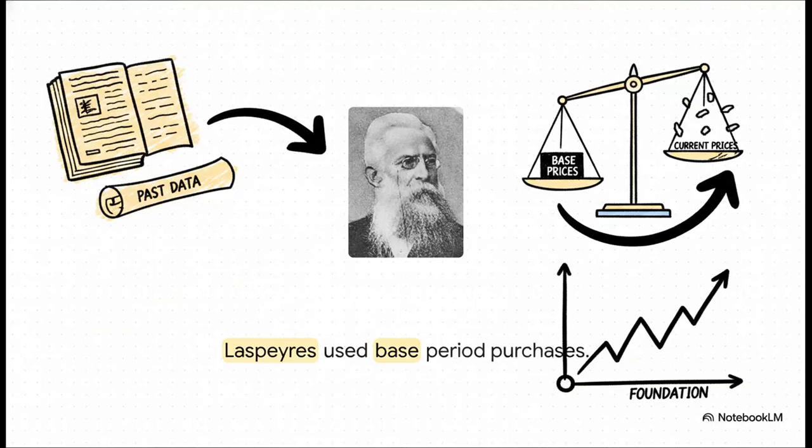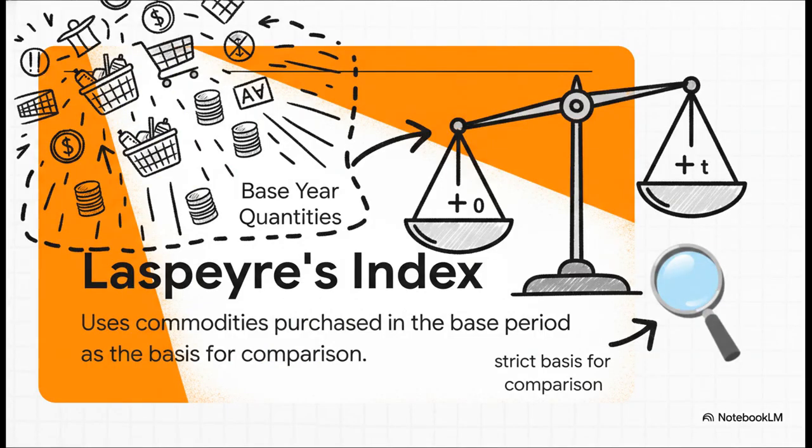Now that we see why weights are so crucial, let's meet the guy who figured out how to apply them. German economist Etienne Laspeyres formulated this highly influential index that basically looked to the past to anchor present prices. He realized that if you want to measure how current prices relate to the past, you need a really solid foundation for comparison. And here is his signature move.